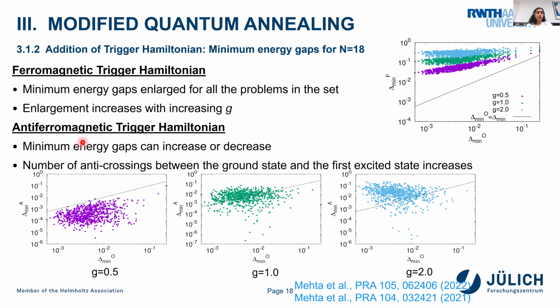However, with the addition of the antiferromagnetic trigger Hamiltonian, we found that the minimum energy gaps could either increase or decrease. And the addition of the antiferromagnetic trigger led to some significant changes in the energy spectra of these problems, the most prominent of which was an increase in the number of anti-crossings between the ground state and the first excited state.